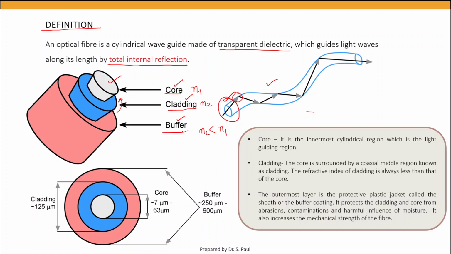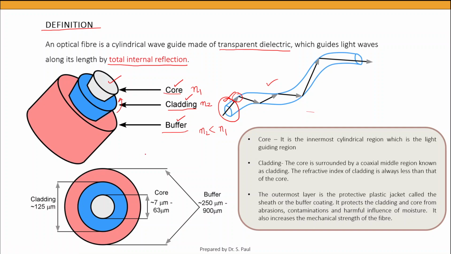The outermost layer is the protective plastic jacket called the shield or the buffer. It encloses the core and the cladding, and it basically protects them from abrasion, contamination, and harmful influence of moisture, and it also increases the mechanical strength of the fiber.